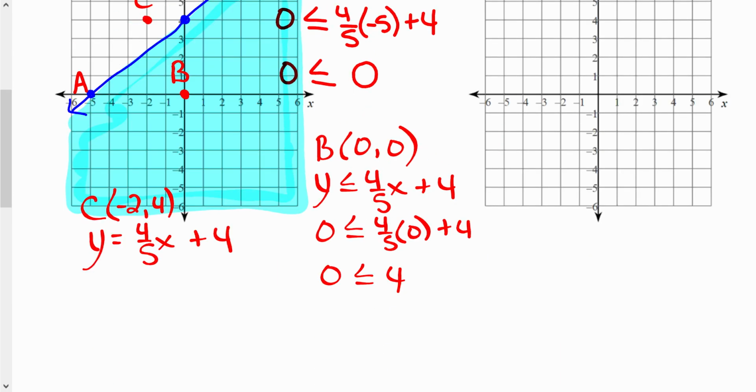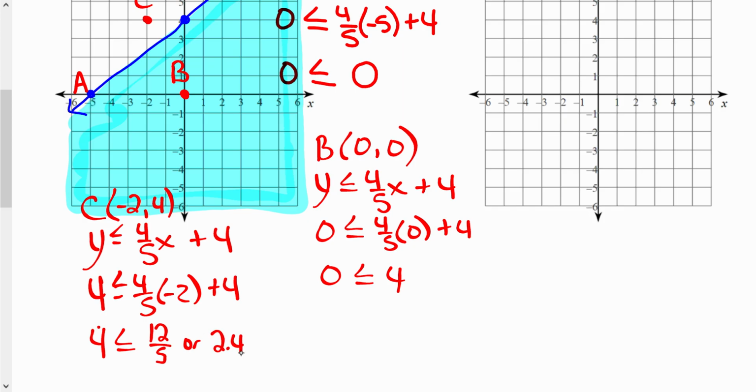I use different dots at different points in different classes. I'm using (-2, 4), so 4 is my y. This is -2. Let's see what we get. Oh, wait, this is less than or equal to, right? Sorry about that. I got 4 is less than or equal to 12/5, or, you know what, it'd be 2.4. Is 4 less than or equal to 2.4? No, so this one didn't make it true at all, did it?